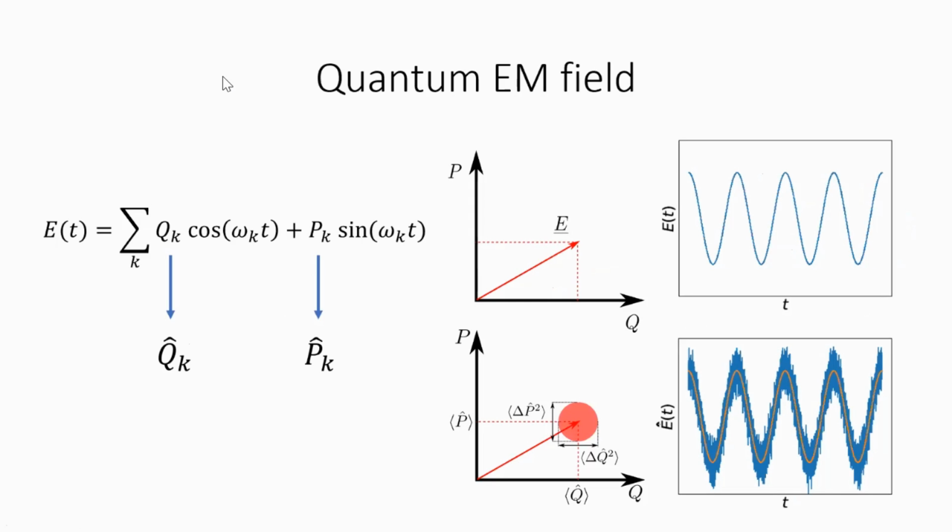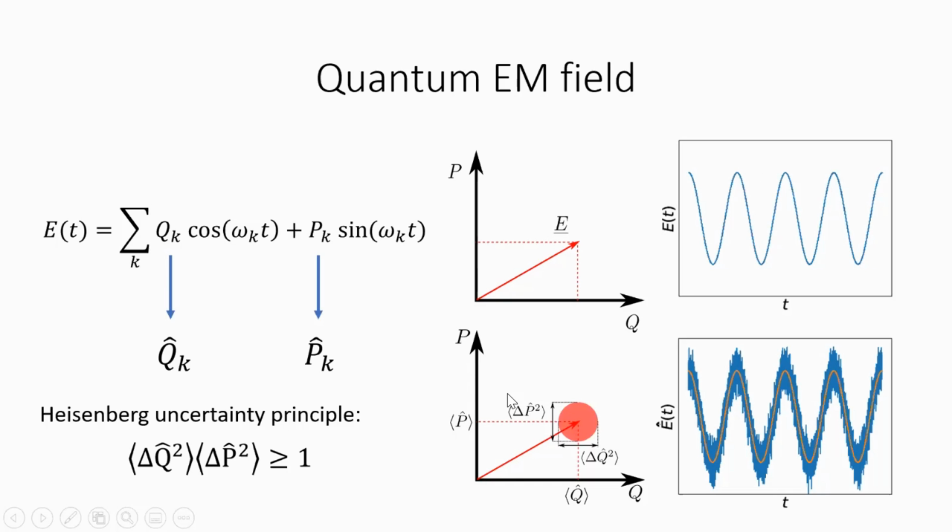Now, so there's a typical spread in the electric complex vector, if you wish, and the uncertainties on the variables must respect a Heisenberg inequality like this. So it's very similar to momentum and position of a particle. So that's for the quadratures.